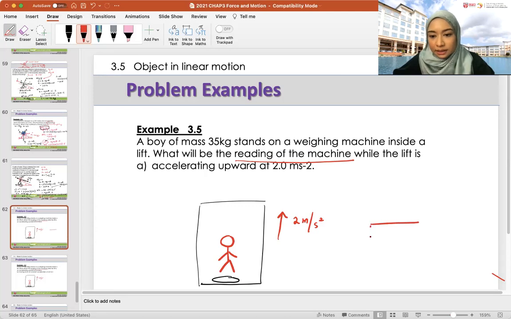So kita ada weighing scale kan. So this is not me. This is, saya tengah refrain myself from saying Haikal. This is Soh lah. Okay, Soh. So Soh is on a weighing machine. And Soh punya weight is not actually based on mg, but it's actually R. The weighing machine is measuring R.